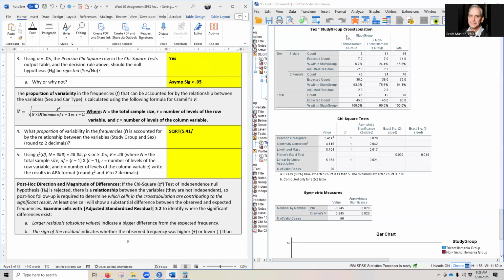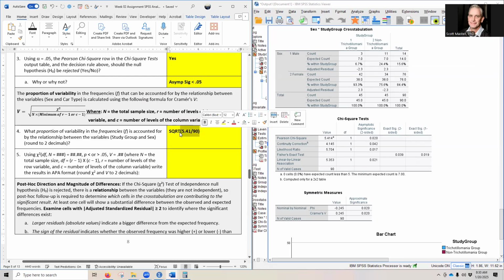You just count the number of actual values. There are 2 columns and 2 rows. So either way, minus 1, it's going to be either 1 or 1. So the smaller is 1. So n times 1. Well, what's n? N is right here, number of valid cases, so it's 90. So on the bottom of this, we put 90. So we need the square root of 5.41 divided by 90. You've got to remember to do this division first and then take the square root.